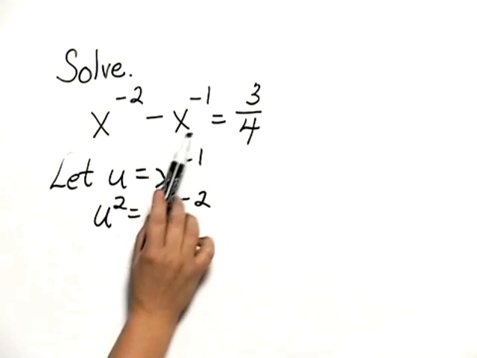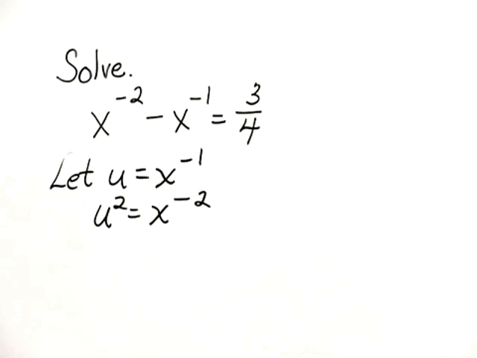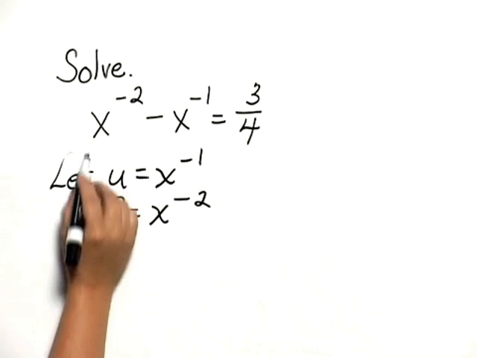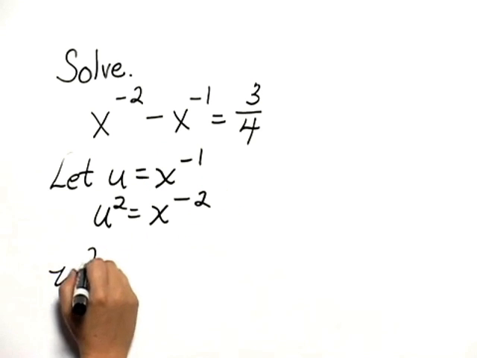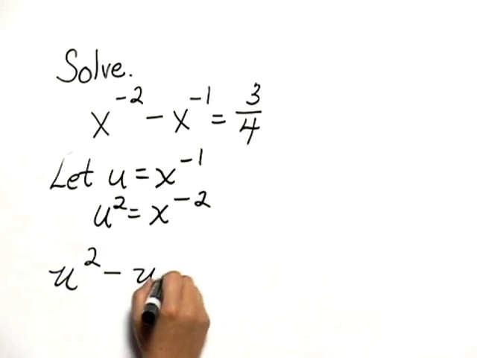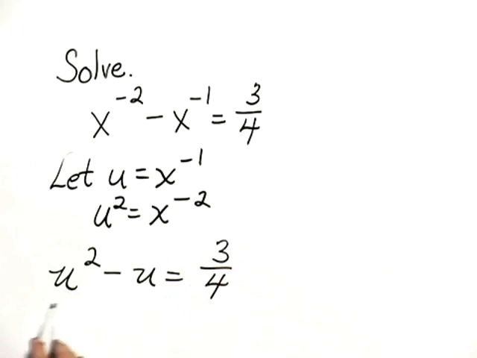We see that in this equation we have a u and we have a u squared, so that we can substitute in here and have the quadratic equation u squared minus u equals 3/4. Now this is a substitution that's going to let us use quadratic techniques to solve this equation. At the end we'll have to solve for x again.